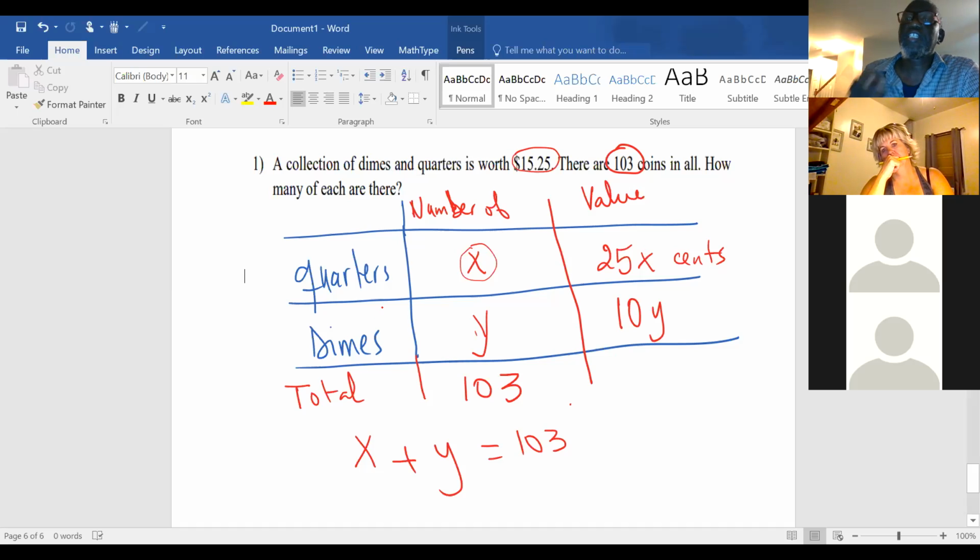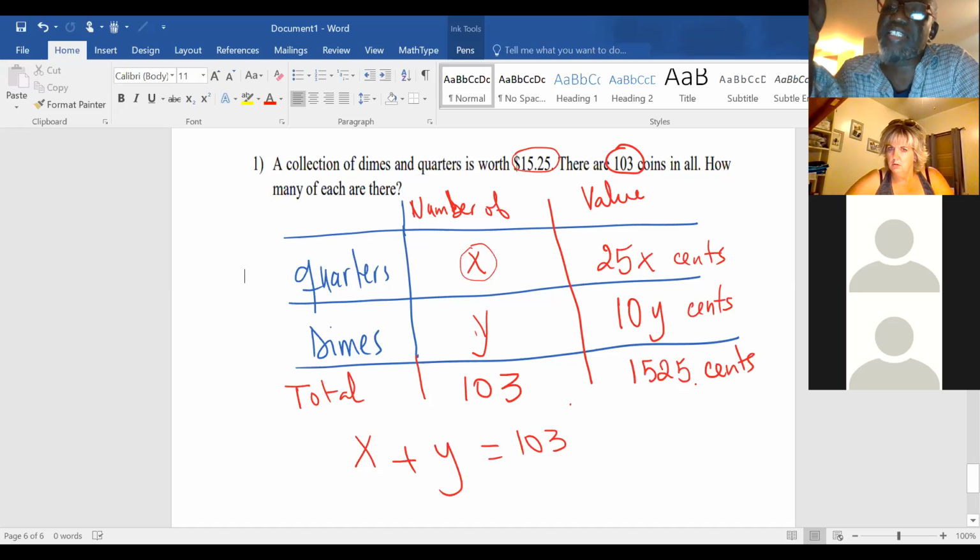So now, what is the total money we have in cents? Since I decided to count in cents, I have to convert $15.25 into cents. If you want to convert dollars to cents, you multiply by 100, right? If you want to convert, for instance, $5, how many cents is $5? 500 cents. You multiply 5 by 100, right? We agree on that?